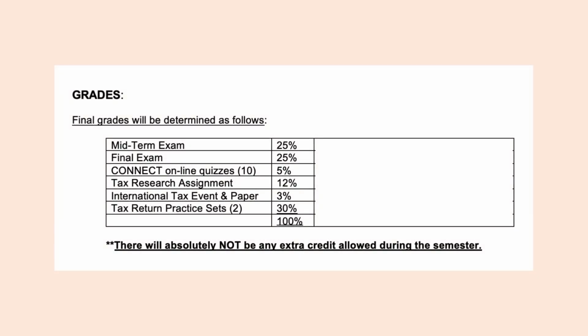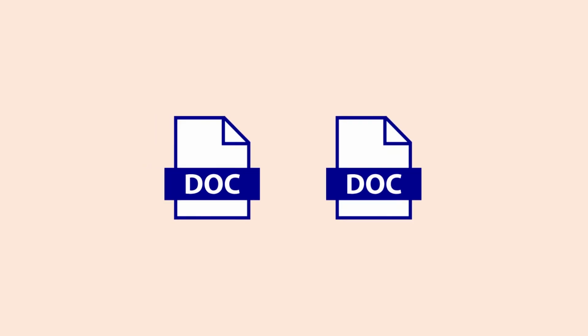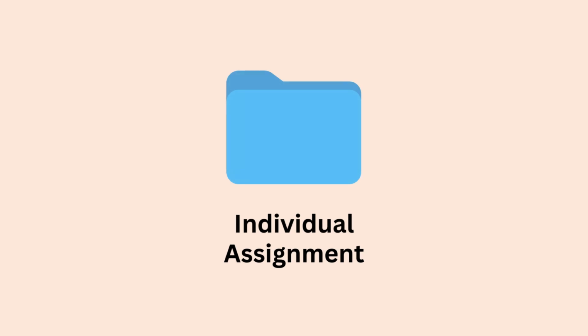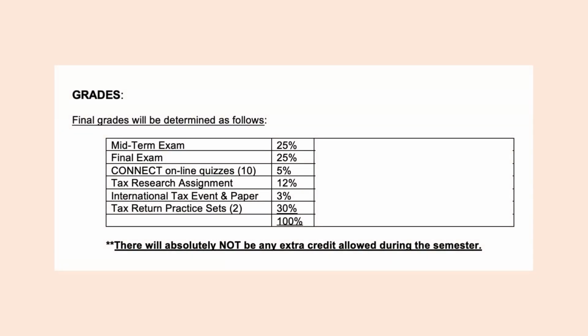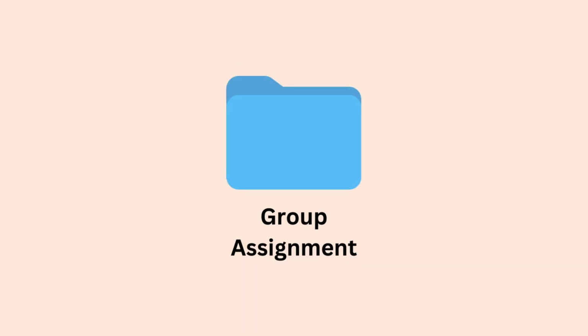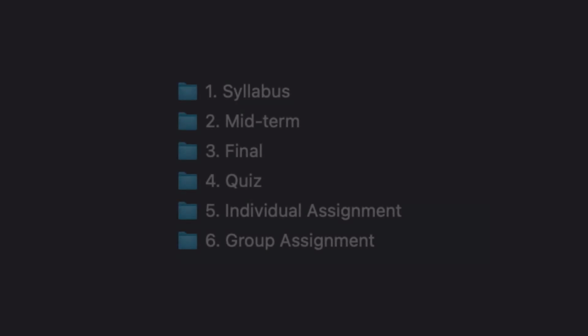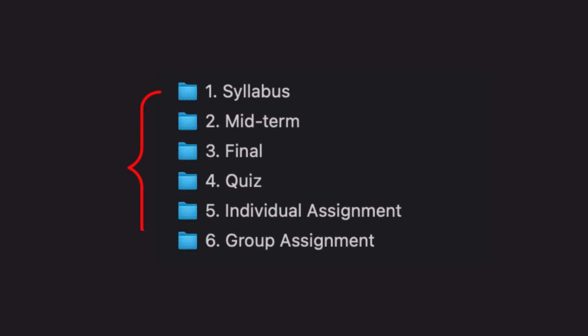Below the online quiz, we have text research and international text event and paper. These two are individual assignments, so we probably need to put them together in one folder named individual assignment. Lastly, we have two text written practice sets, which can be worked on in a team of no more than 2. This means we may need a folder called group assignment. Based on our initial analysis, we can tentatively create these 6 folders. The numbering doesn't matter too much at this point because it's just a draft. We can definitely change them and rearrange the order later.